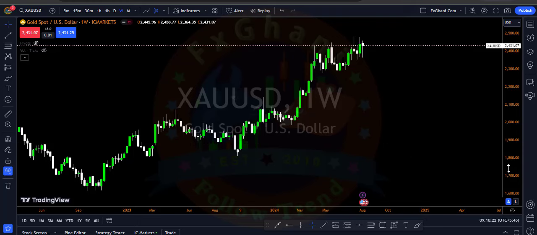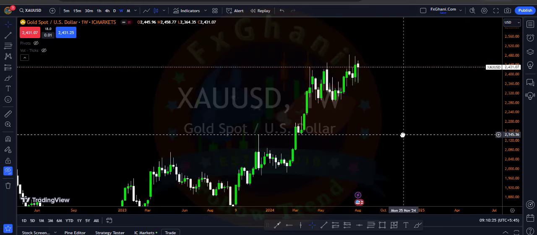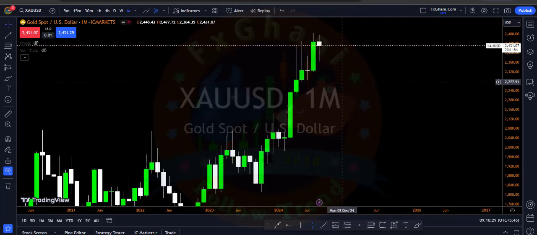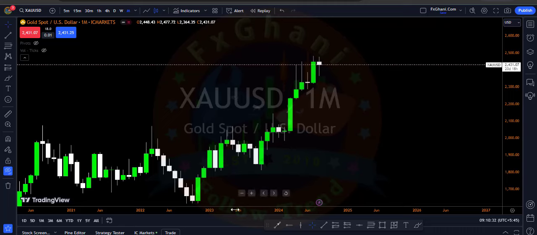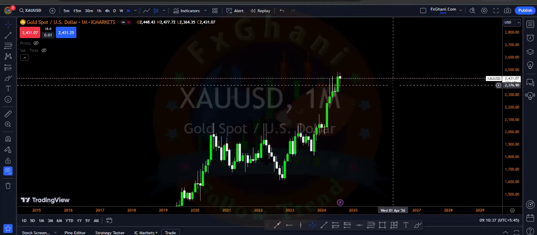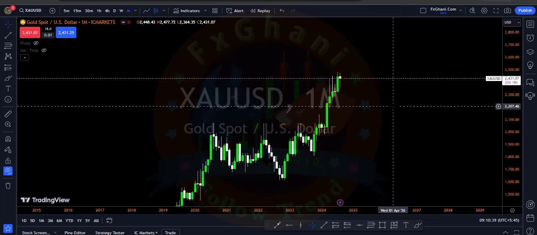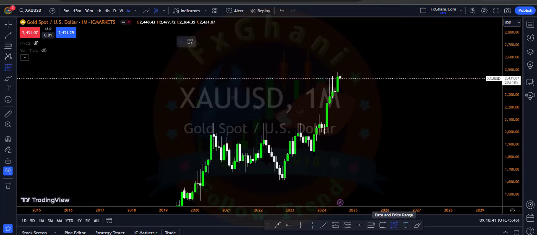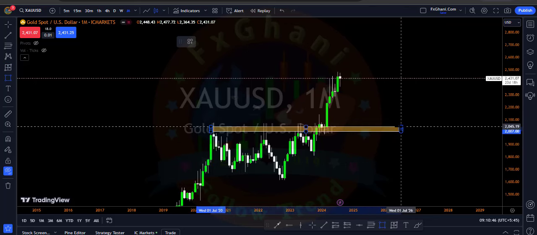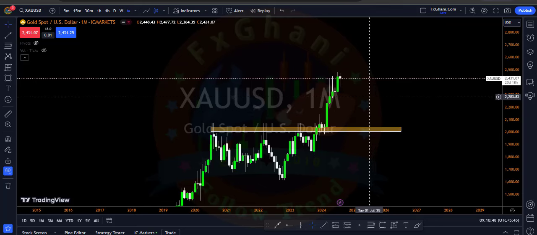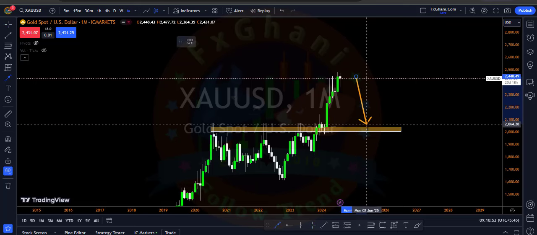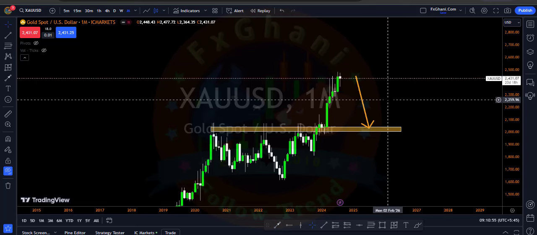So in this video we will do gold weekly deep analysis. So first of all, monthly time frame. In the monthly time frame you can see prices still go upward and we are in a bullish momentum, but right now you can see this pullback is still pending. And if this monthly candle closes right here, there is a very high probability that prices can go downward.